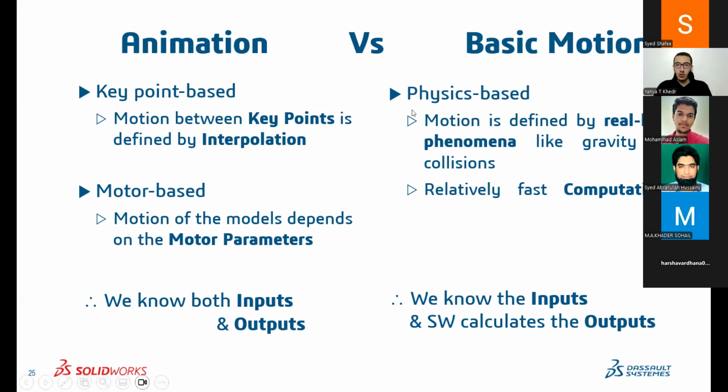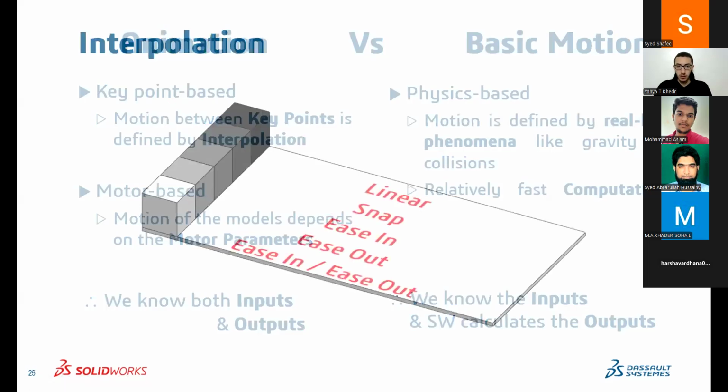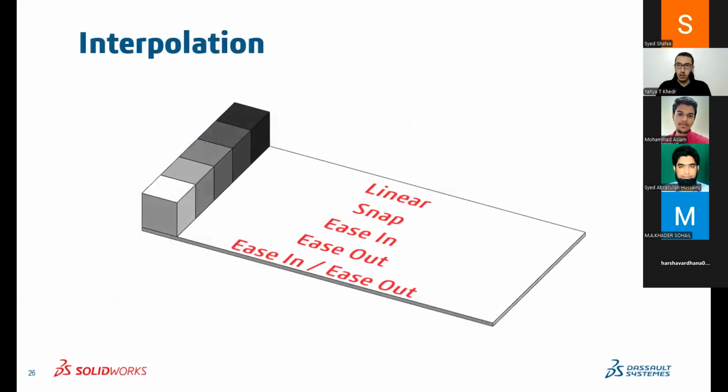So now let's talk about animation in a bit more detail. We started by talking about interpolation, and we said that interpolation, or this transition from one mode to the other, is based on key points. Now let's talk about the different types of key points out there and the different types of interpolation modes.